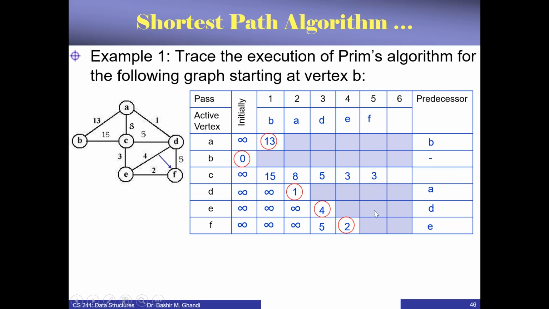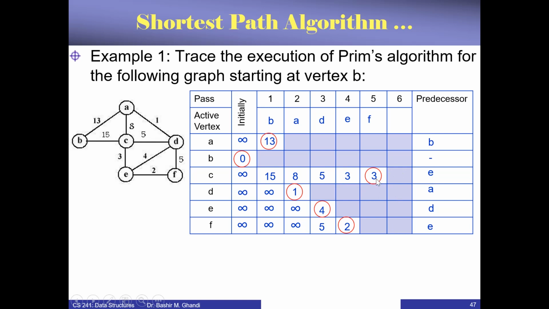Now there is only one value in this column that is yet to be considered. Therefore finalize it, accept it as the final value of reaching C. The predecessor here, you have to be careful. The 3, we didn't get it from F, we got it from E. So the predecessor is E.